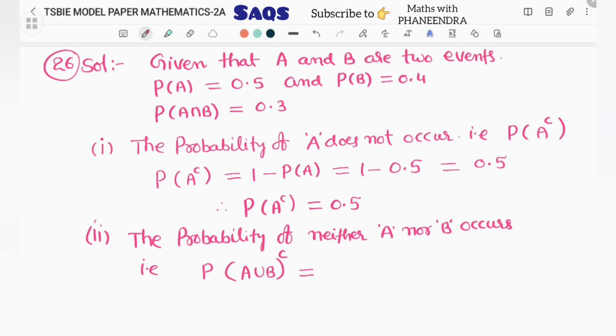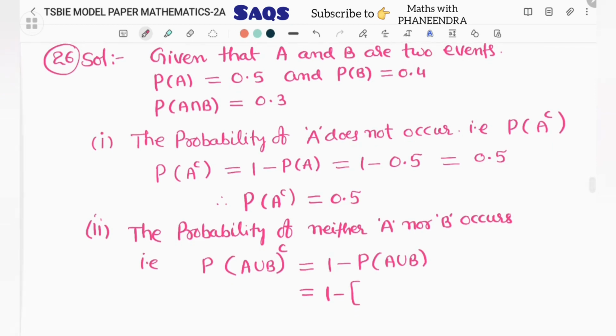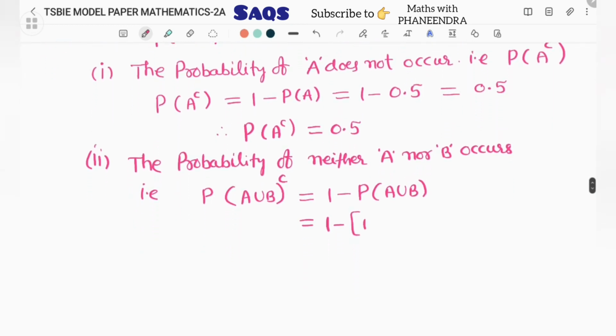That means 1 minus P of either or. So either or means A union B probability, addition theorem of probability. 1 minus P of A union B. P of A union B is not there, no? But by using the addition theorem, P of A union B means P of A plus P of B minus P of A intersection B.